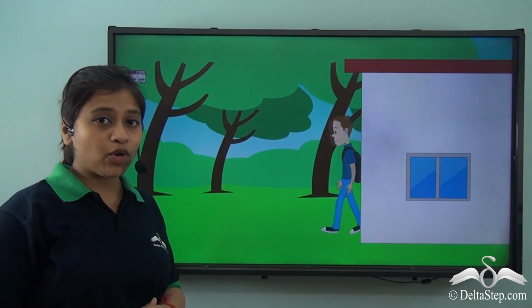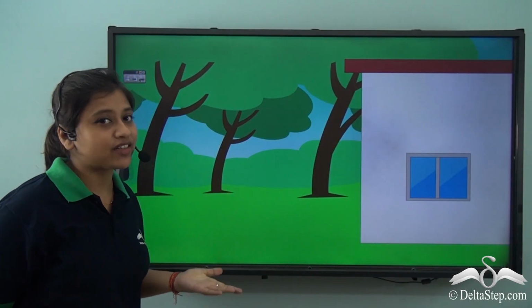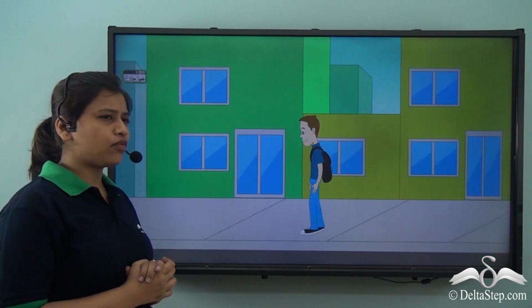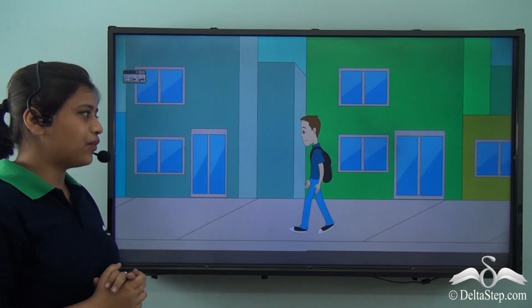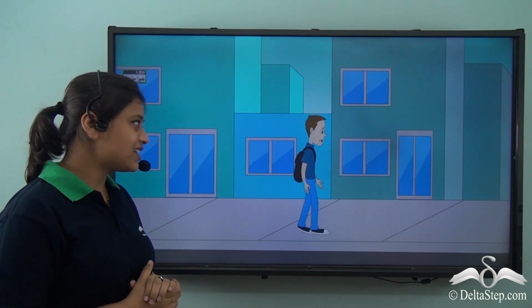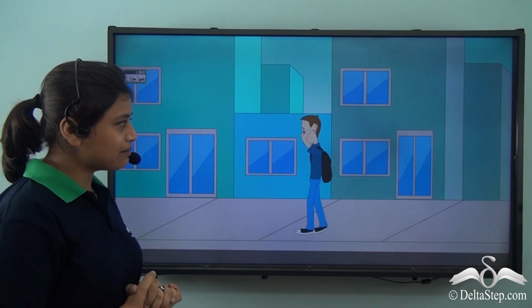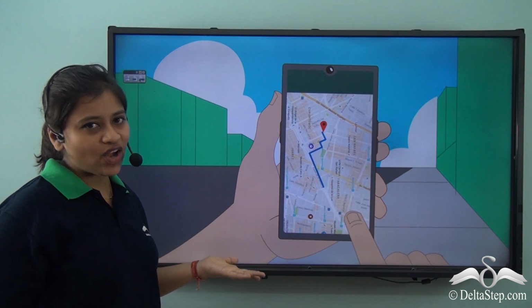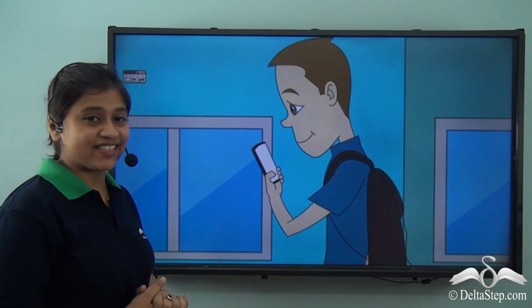Well, exploring the world will be such a beautiful thing to do. But do you think you could? Or would you get lost? Well, for that, I have something for you, and that is a Google map. A Google map can help you reach the right place without getting lost. Isn't that amazing?